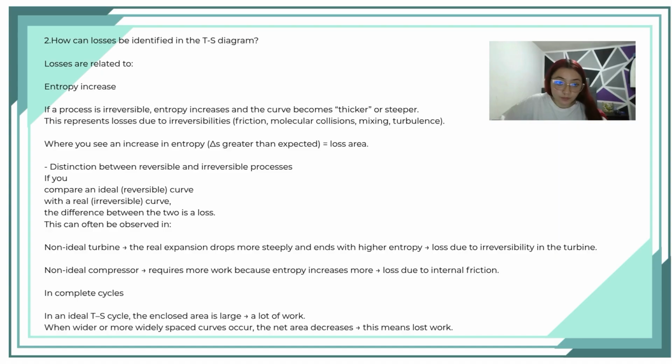In a non-ideal turbine, the real expansion ends with greater entropy. Loss is due to irreversibility in the turbine. A non-ideal compressor requires more work because entropy increases more due to internal friction. In a real T-S cycle, the enclosed area is smaller, so there is less work. When more irreversible, curves occur, the net area decreases.